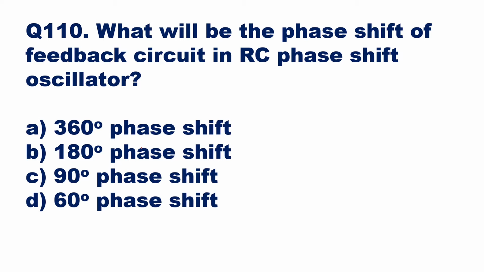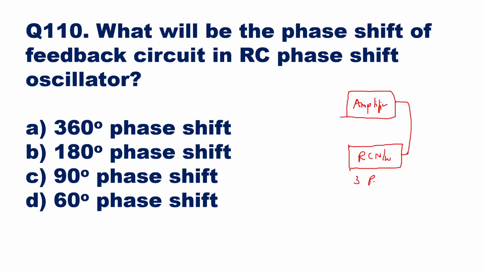What will be the phase shift of feedback circuit in RC phase shift circuit oscillator? So if you see RC phase shift circuit oscillator, again here we will have the concept of an amplifier. Here you can have an amplifier, and here you can have a feedback network. Now this feedback network consists of RC network, where you'll be having three RC networks, and each RC network will give a phase shift of 60 degree. So 60 degree plus 60 degree plus 60 degree.